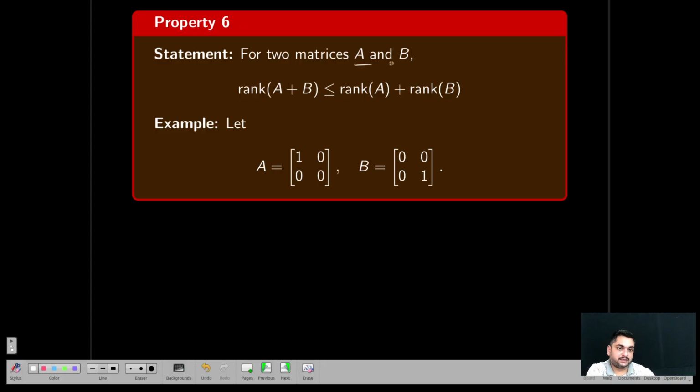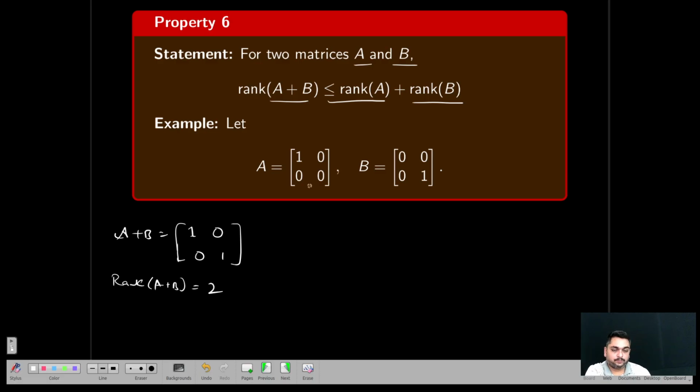For two matrices A and B, rank of A plus B is less than or equal to rank of A plus rank of B. So A plus B is what? 1, 0, 0, 1. So it is already in row echelon form, so you cannot further reduce it. The rank of A plus B is equal to 2. This is the rank of this matrix here. It's already in row echelon form.